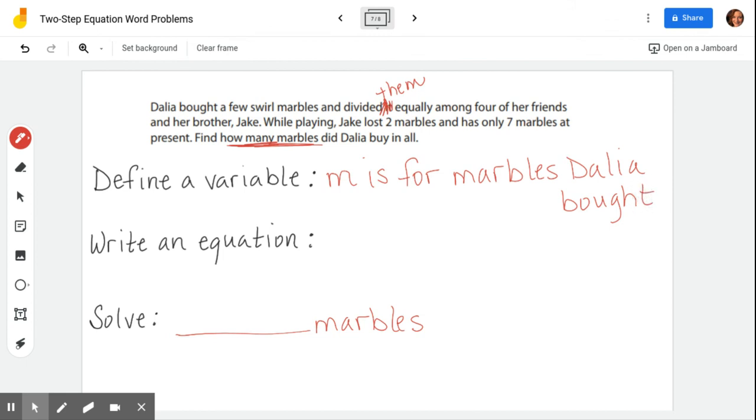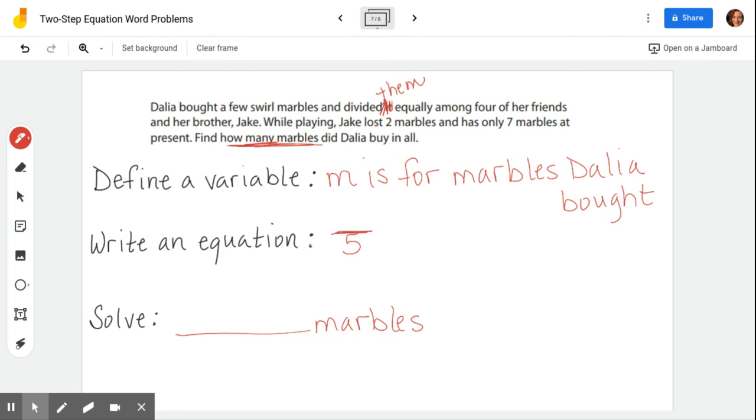Okay, so back to the beginning. Dahlia bought a few swirl marbles and divided them. Divided. There's my operation. Now, typically in equations, or really once you hit 7th grade, you stop seeing the 2 dots with the bar in between them as much. You see fraction bars for divide. Okay, so she has marbles. She's dividing them equally among 4 of her friends and her brother. No, see, they tried to trick you because they showed you 4 so that you'll immediately write 4, but she didn't divide them among 4 people, did she? 4 friends and her brother. She divided those marbles among 5 people.